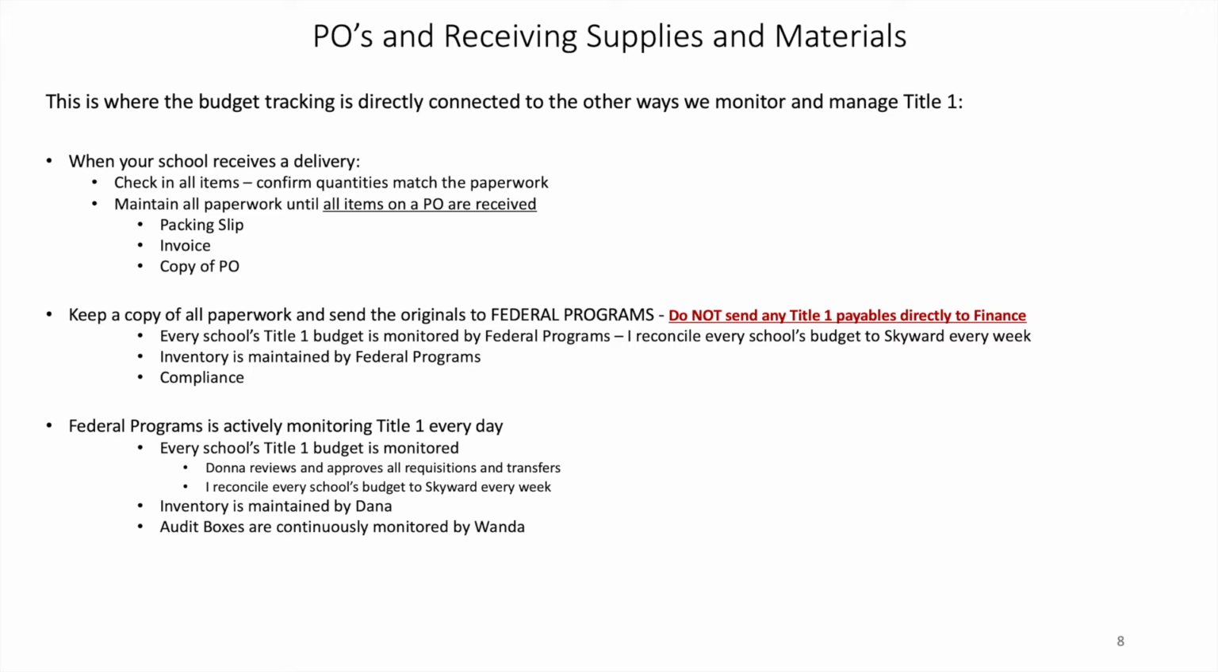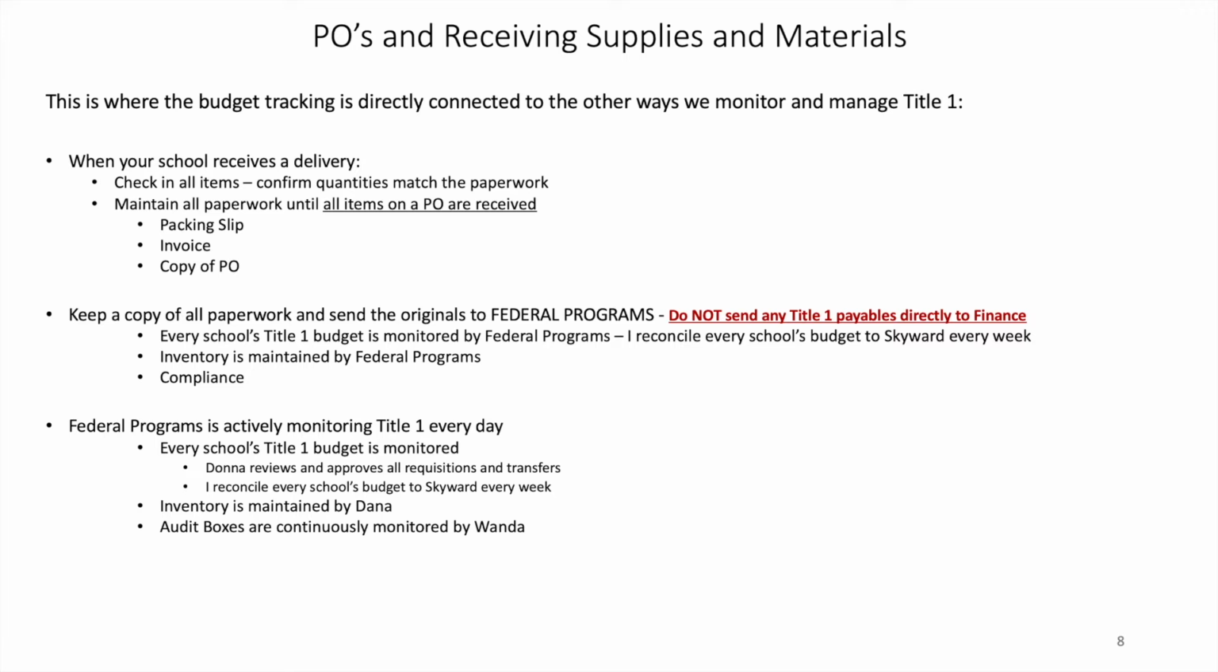Okay, now this is where the budget tracking is directly connected to other ways we monitor and manage Title I. When your school receives a delivery, it's very important to check in all the items and confirm the quantities and make sure that they match the paperwork. Maintain all paperwork. That's the packing slips, invoices, and a copy of the PO.